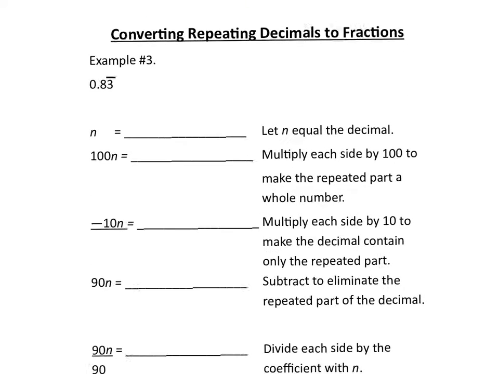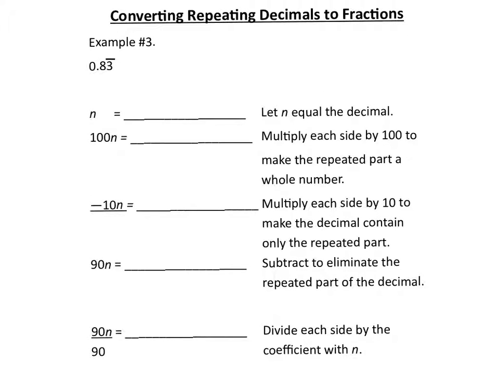Going on to example 3. We're converting 0.8 repeated 3. So in this case, the difference is that we have 8 in the tenths spot. It's not being repeated. We are just repeating the 3. So we know first step is the easy one. And it's going to equal whatever our problem is. n equals 0.8 repeated 3. Pretty straightforward.